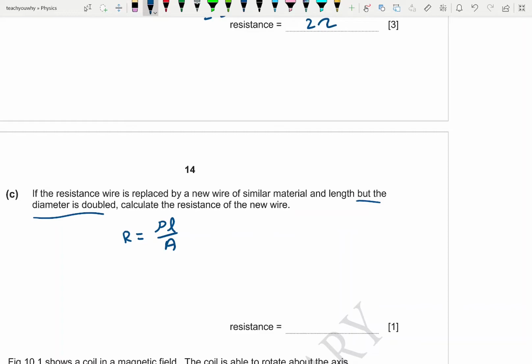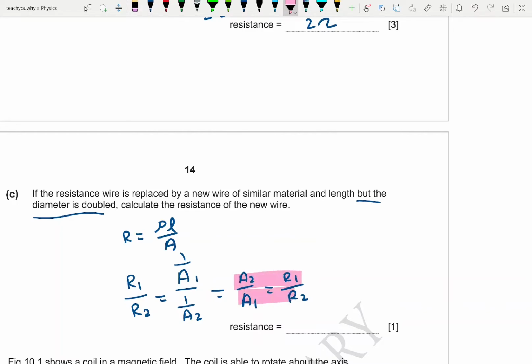Okay, so now based on the fact of proportionality, we can say that R1 over R2 is equal to A2 over A1. All right, so I will just write it properly. So okay, so this is the ratio, right? So this part here, this is the ratio.